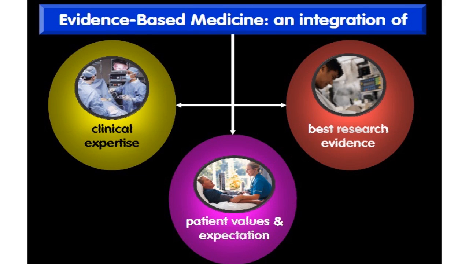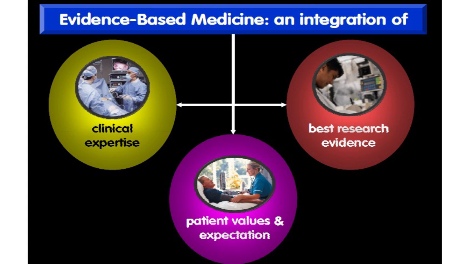Evidence-based medicine is supported by three things. First is clinical expertise, second, best research evidence, and third, patient values. Clinical expertise means the more you do a practice, the more skillful you are. But it doesn't mean that you can guarantee what you do is correct. Best research evidence means you check with the current best evidence.